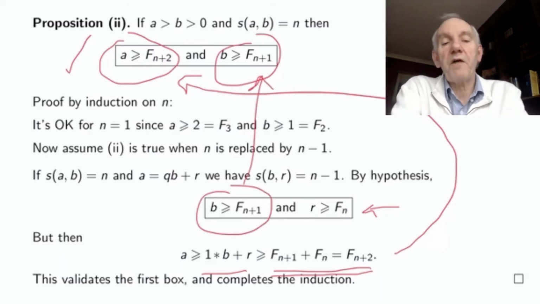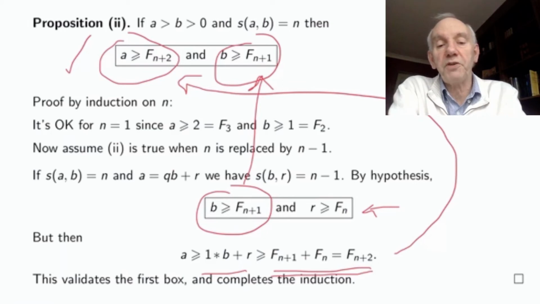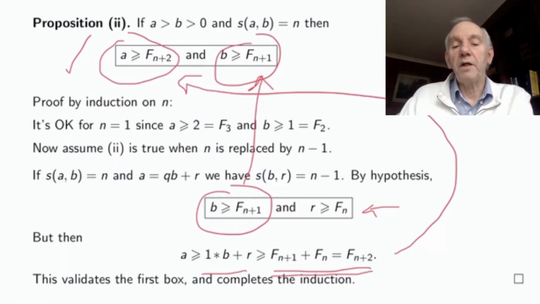Okay, so that finishes the proof of the second proposition. So I think that's the sort of proof, you know, I would expect you to be able to follow. Okay, so now let me try and use that fact to deduce a result about the efficiency of Euclid's algorithm.